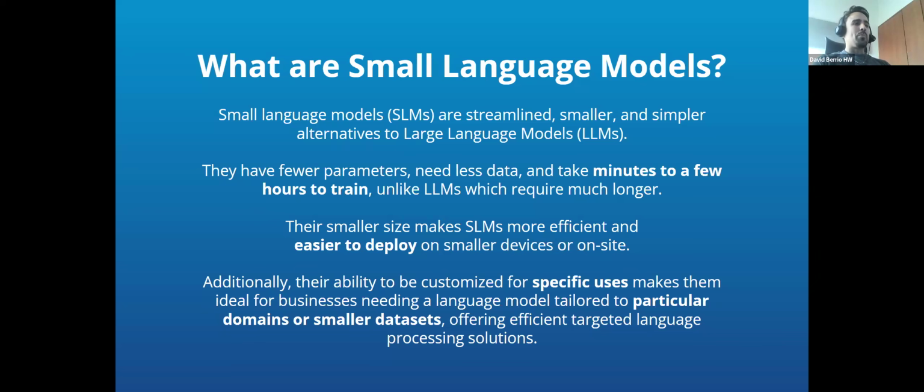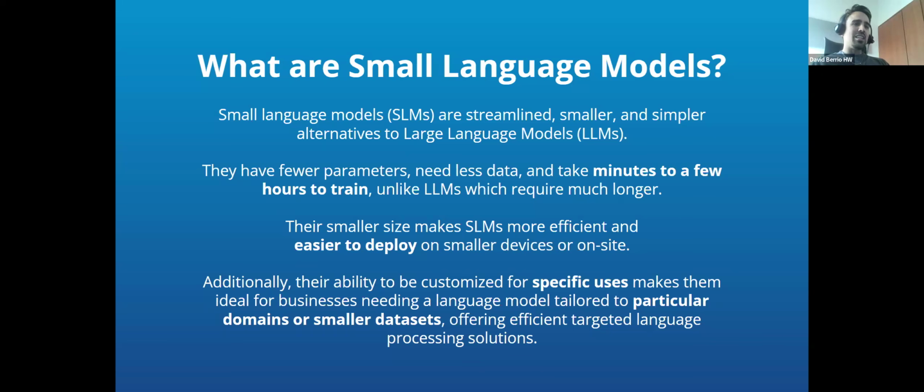So, coming back to the definition, small language models have fewer parameters than large language models. They need less data and take minutes to a few hours to train, compared to LLMs, which require much longer, sometimes weeks, sometimes months. It depends on the hardware that you're using, but it's definitely super expensive. Training LLMs is restricted to huge companies with lots of GPU clusters, but small language models are not that restrictive. That's something I wanted to keep in mind.